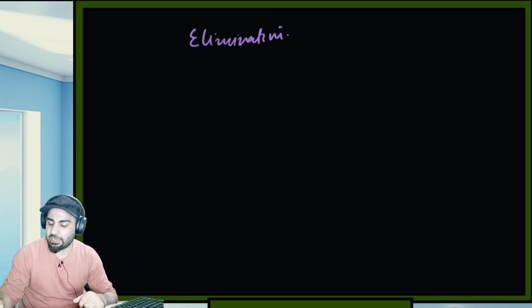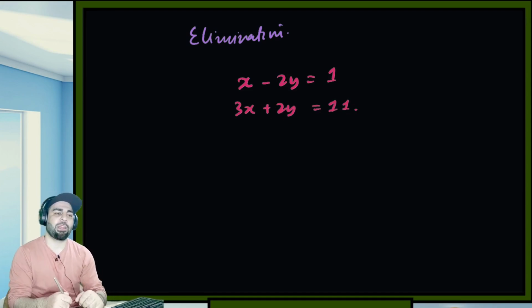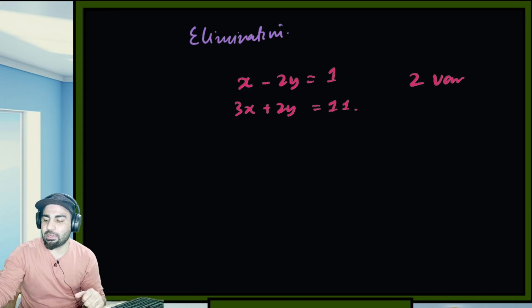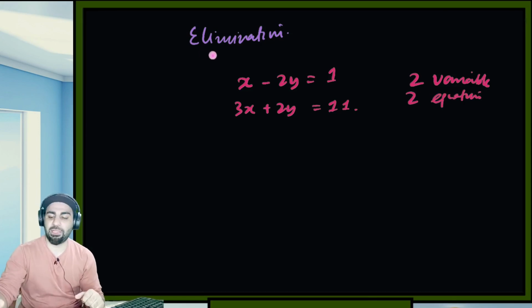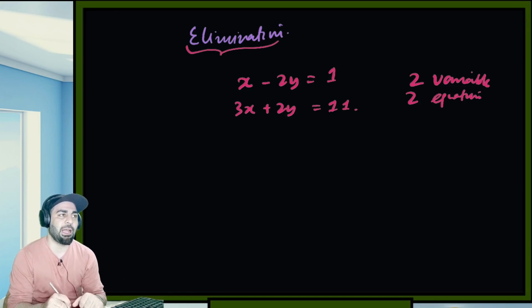I'll write a system of equations: x minus 2y is equal to 1 and 3x plus 2y is equal to 11. In our childhood, we called this method elimination. We asked, can we somehow remove one variable? Because there are two variables and two equations. Somehow we want to eliminate one variable, and then we can back substitute.